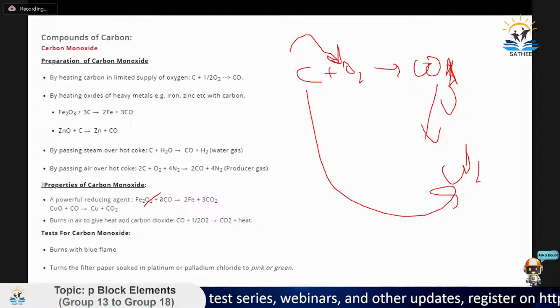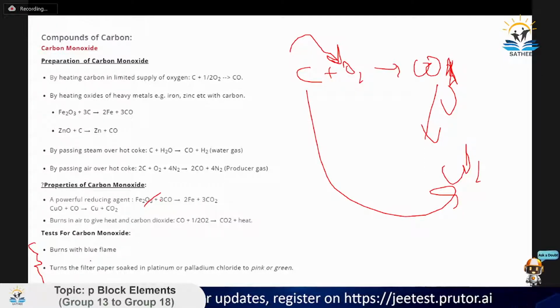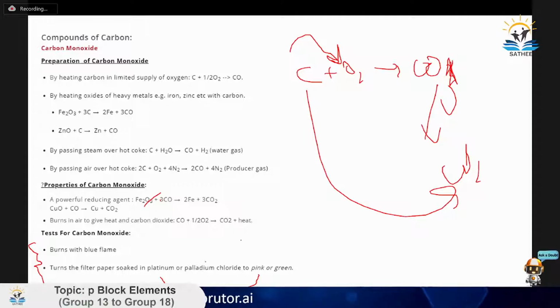Now, they don't ask this much, but just in case it ever comes up, the test for carbon monoxide: it burns with a blue flame and it turns filter paper soaked in platinum chloride pink, or if it is palladium chloride, it becomes green. Okay, so platinum becomes pink, palladium becomes green. Just keep that in mind.